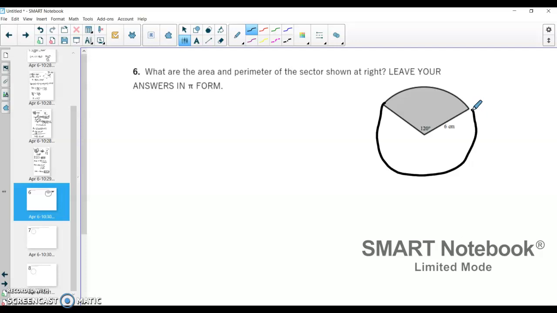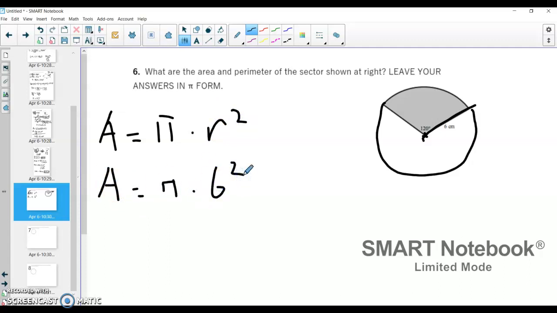Let's start with area. If you can tell here, this is the radius. That 6 centimeters is the radius, and that's the radius I'm going to use to find the area of my whole circle. And then I'm going to multiply the area of my whole circle by just the portion. So area of the whole circle is pi times the radius squared. My radius is 6, so my area equals pi times 6 squared, and the area of the entire circle is 36 pi.